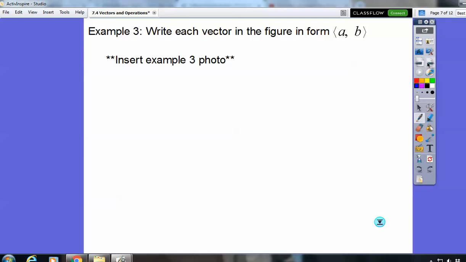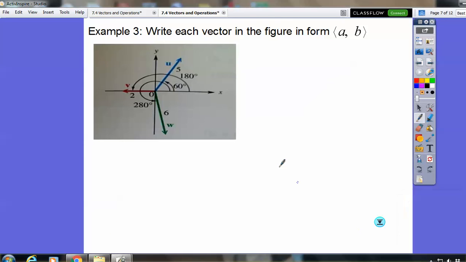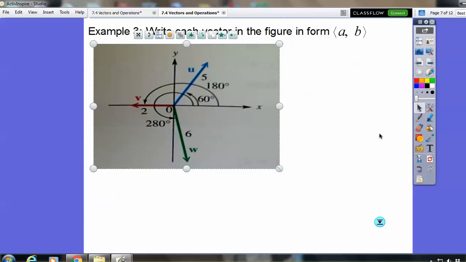Okay. Oh, I failed to put my... Oh, you guys don't have a photo on here? Yeah, we have the photo. So why don't I... I did include an extra slide after this because this example is going to take a little bit longer. It's going to be a little more work.